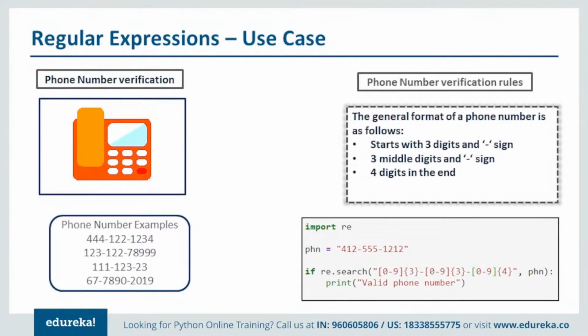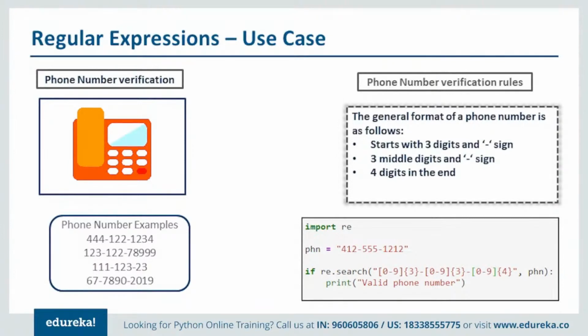Now, regular expressions use case. We can use regular expressions for phone number verification. The phone number verification rule is that it starts with 3 digits, then a hyphen, then again 3 digits, then again a hyphen, and the last part has 4 digits. So in this one we are going to have the regular expression built in such a way.